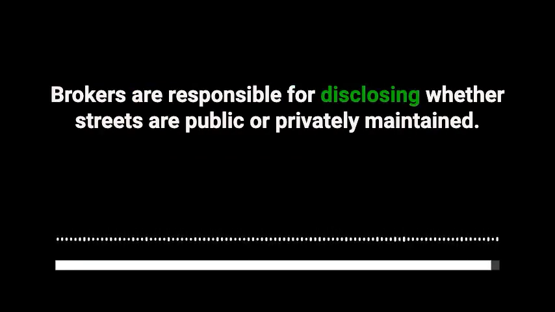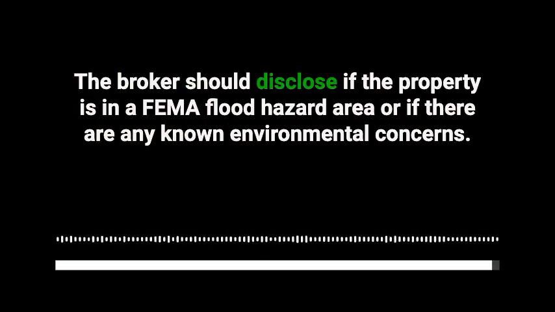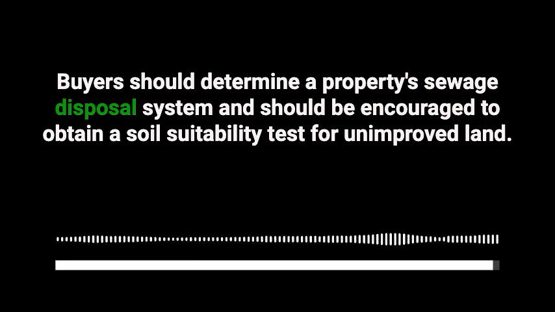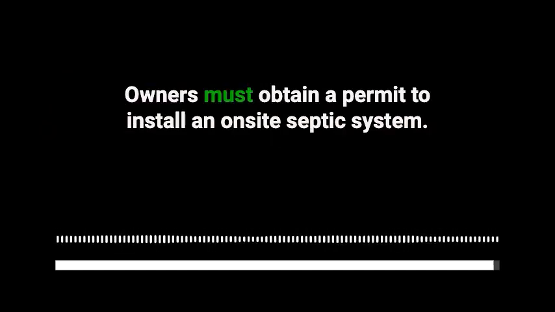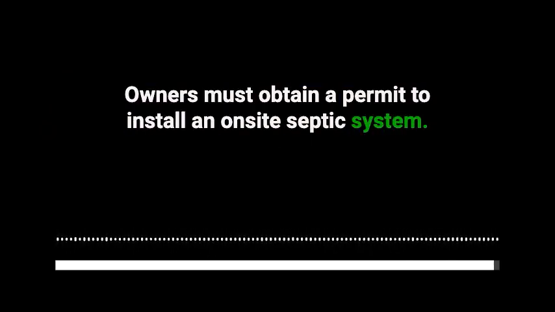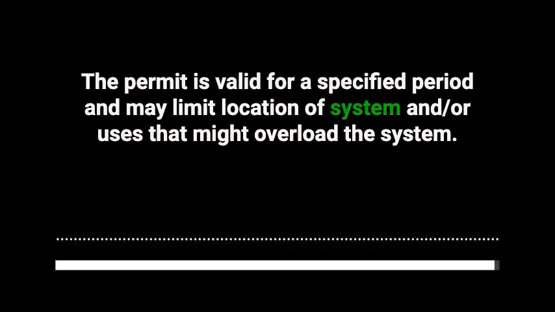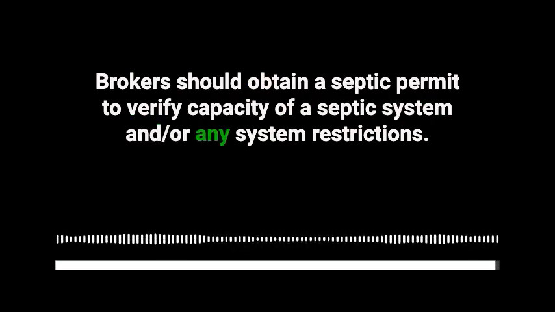Brokers are responsible for disclosing whether streets are public or privately maintained. Any restrictions about highway accessibility should also be disclosed. The broker should disclose if the property is in a FEMA flood hazard area or if there are any known environmental concerns. Buyers should determine a property's sewage disposal system and should be encouraged to obtain a soil suitability test for unimproved land. Owners must obtain a permit to install an on-site septic system. The permit is valid for a specified period and may limit location of the system or uses that might overload the system. Brokers should obtain a septic permit to verify capacity of a septic system or any system restrictions.